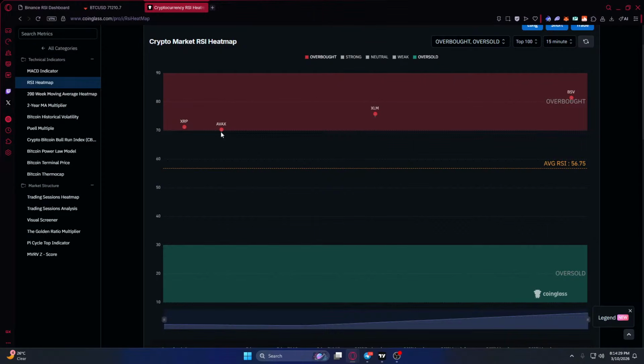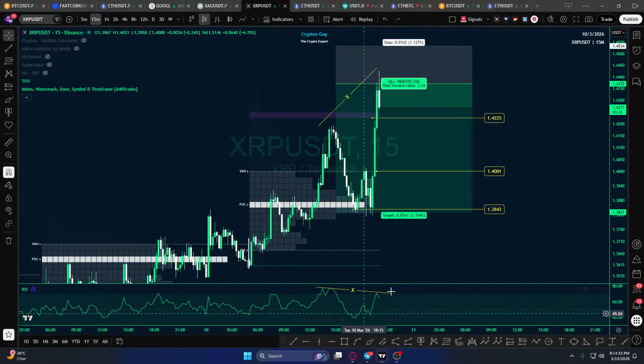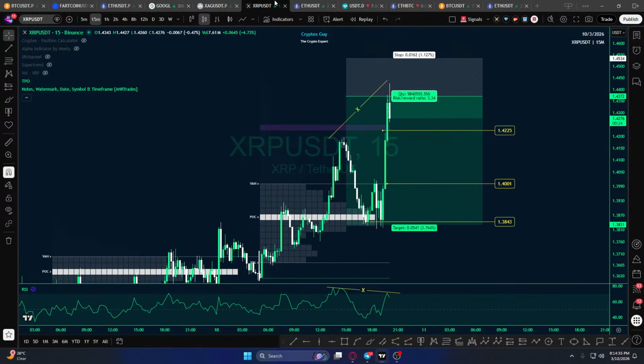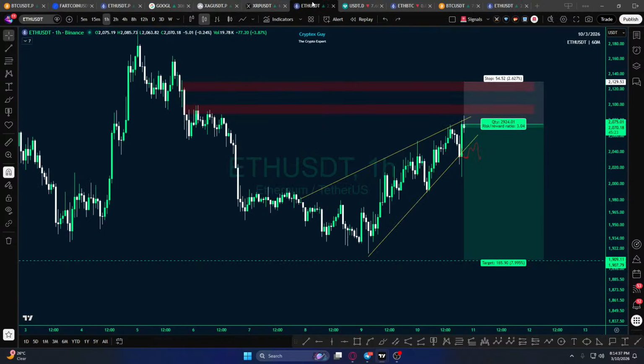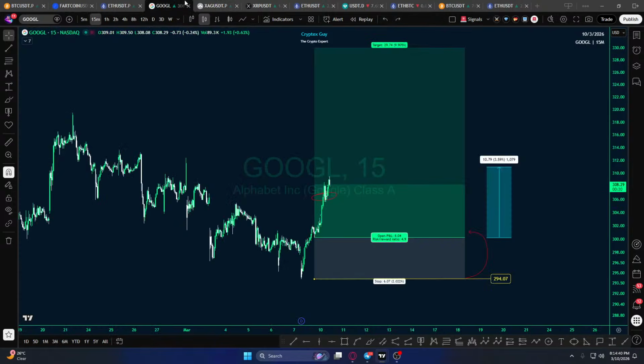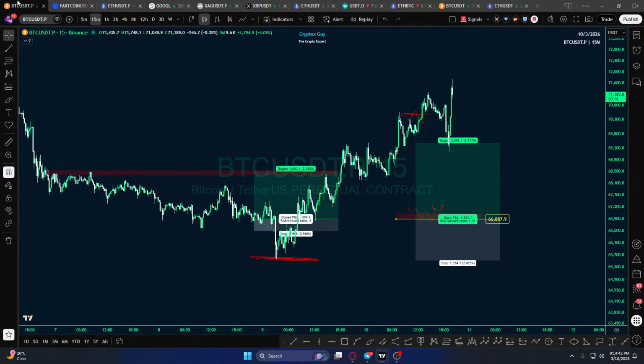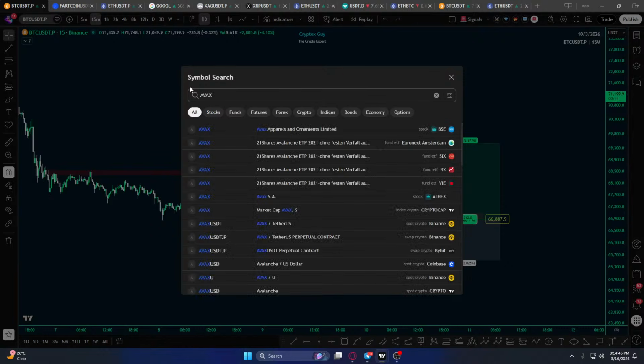So after that, we have AVAX, XLM, and BSV. Let's check those also. I am running out of charts here. We have Ethereum, we have Filecoin, we have Bitcoin. Let me just open AVAX here.